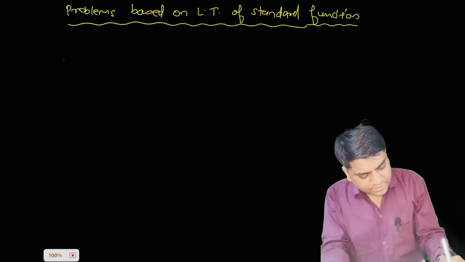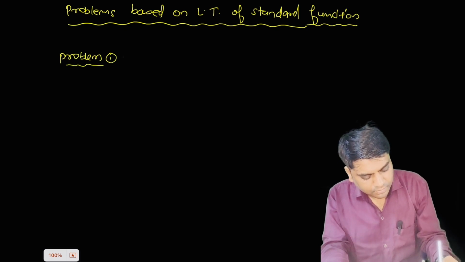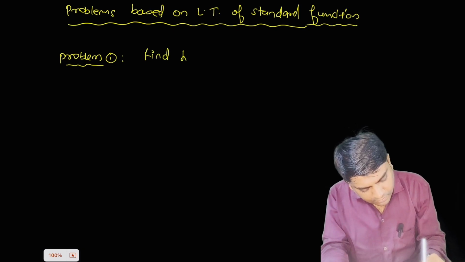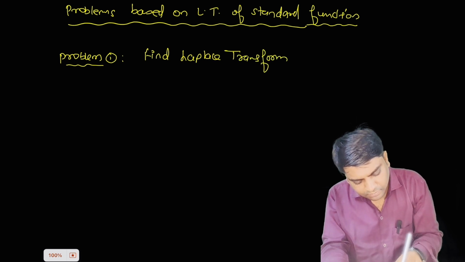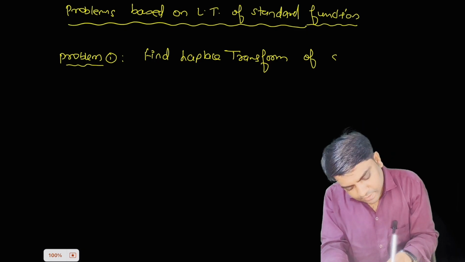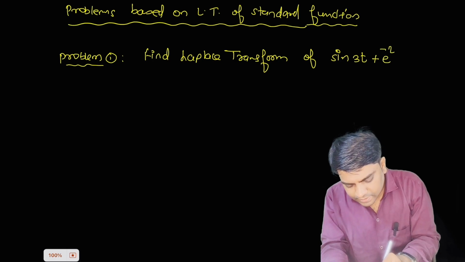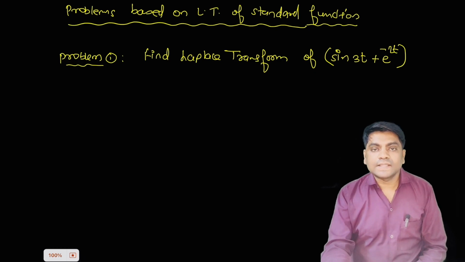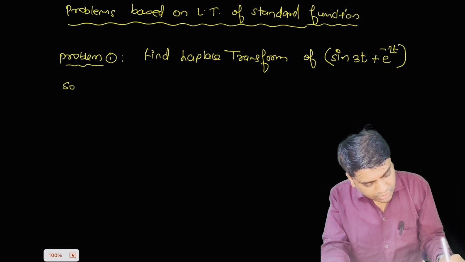So now let's take the first problem. Problem 1. Find Laplace transform of sin 3t plus e raised to minus 2t. So this is our question. We have to find the Laplace transform of sin 3t plus e raised to minus 2t. So, solution.